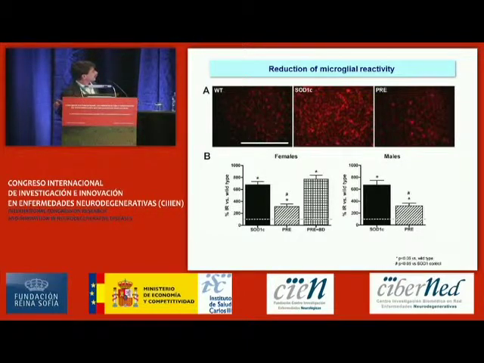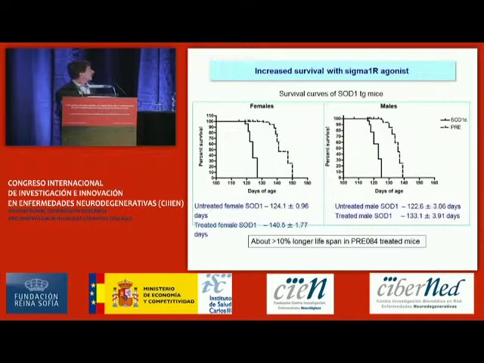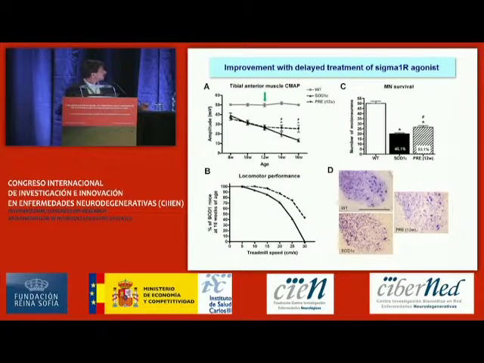There is a strong microglial reactivity surrounding the motor neurons in the ventral horn. And this microglial reactivity that was also measured as percentage of immunoreactivity was clearly reduced by the treatment with the PRE, with the sigma agonist. Survival was significantly increased by more than 10% of the time. You see that females or males die at about 125 days on average, and with the treatment, it was prolonged by 15% of days for the animals. So all these indicate a good prognosis, a good possibility for this treatment.